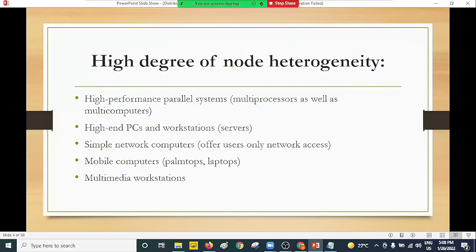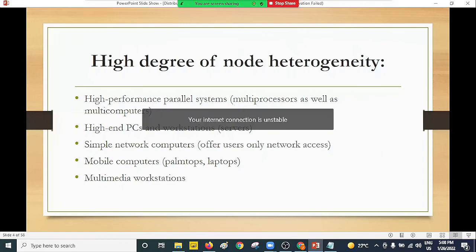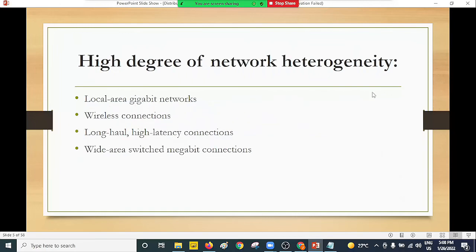Heterogeneity is integrating different technologies so that they work together, right? We can also have wireless connection within a distributed system, what we refer to as ubiquitous computing. We also have high latency connections.